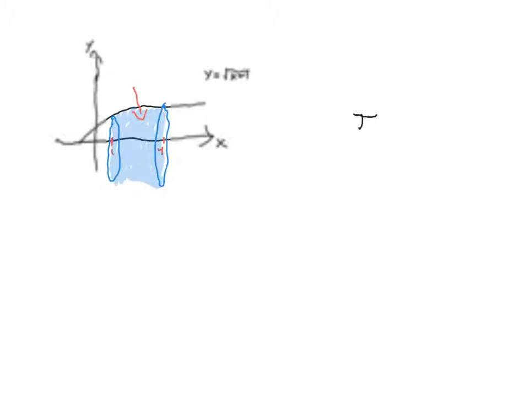So pi times the integral from a to b of f of x squared dx. Now, what's important to remember for this formula, or to figure out why it works, is that the area of a circle is A equals pi r squared, right?